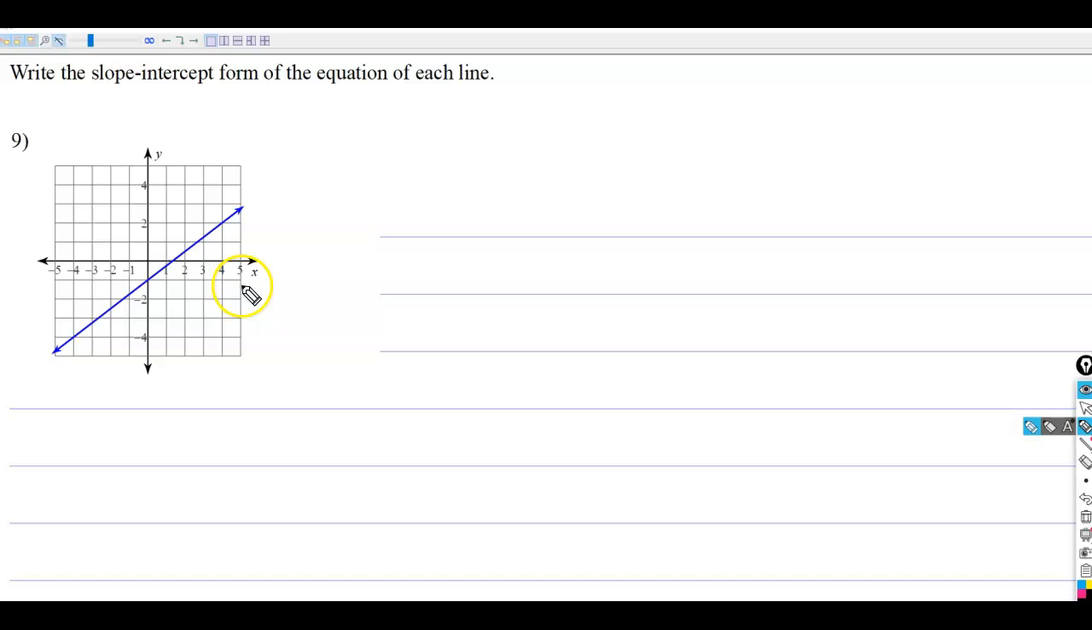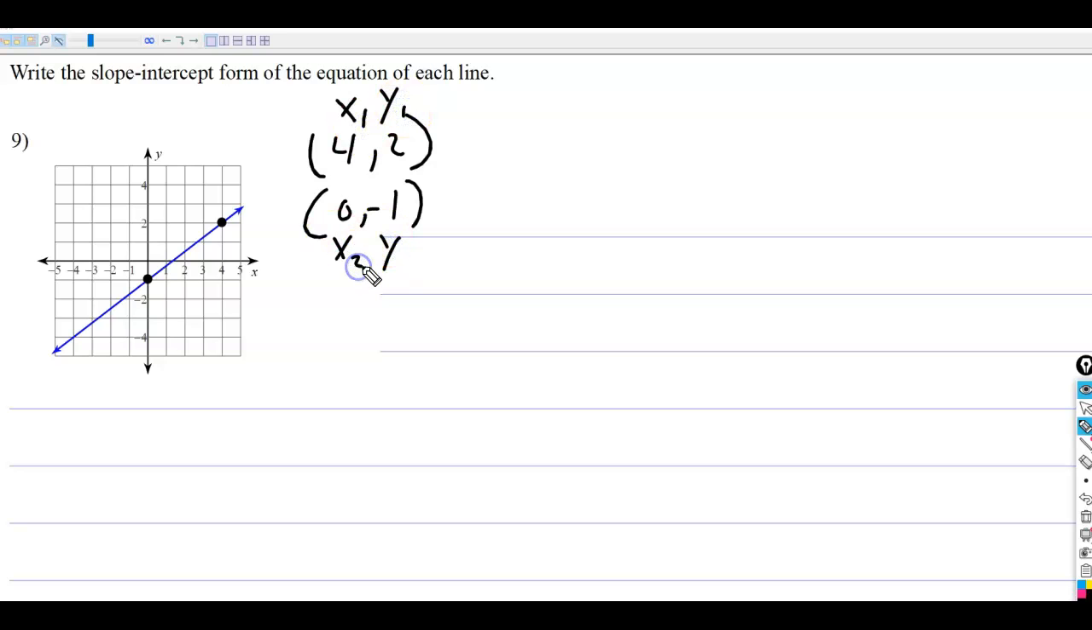So on this one here, you can approach it the same way we did the last problem. It's just that you have to pick your own points to work with because they didn't give us any points. So what you want to do is just pick some points that are there. Like I know this point and I know this point. Those 2 points have the coordinates of 4, 2 and 0, -1. So once you pick 2 points on the line, you can go through the same exact steps we did on the last problem. We can call this pair x1, y1, and we can call this the x2, y2 pair.